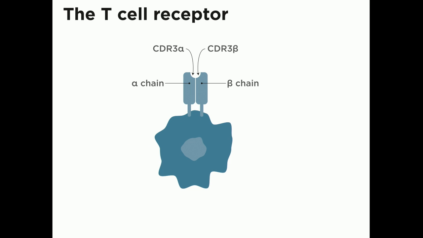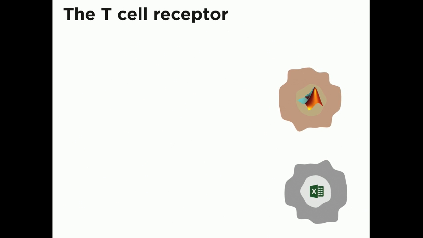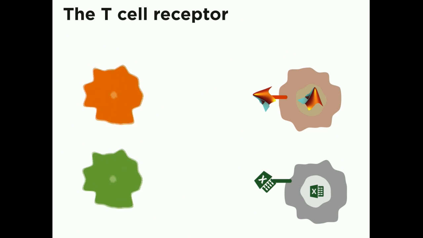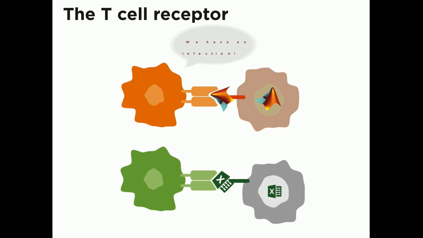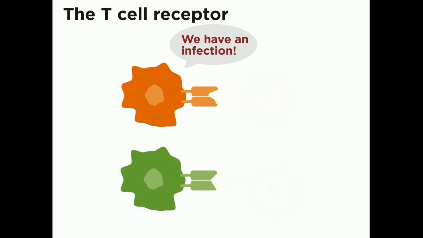So the way this works is, let's say useR is a human body, and it's infected with a MATLAB user and an Excel user. And what do we do about this infection? Well, luckily, we have 2 T cells that have CDR3s that can fit the logos of these 2 things. And it alerts the body that we have an infection, a whole bunch of events happen, and the infection is cleared.